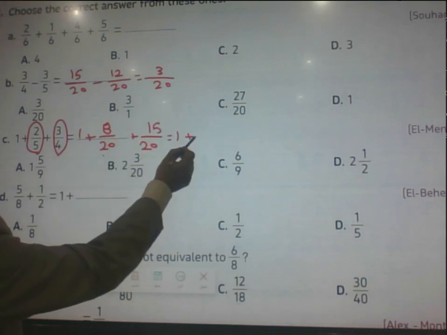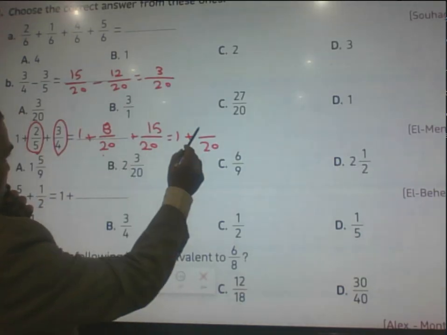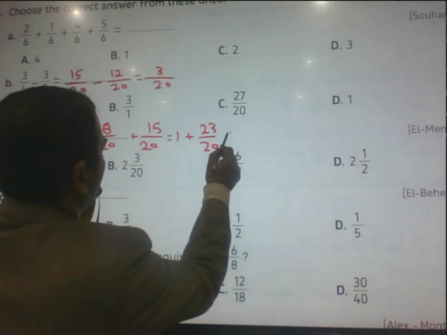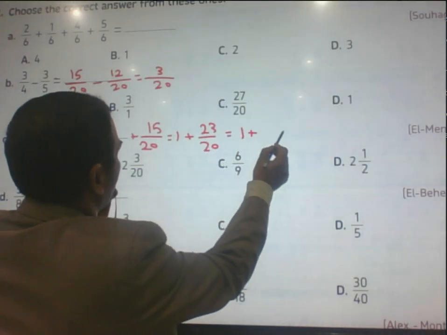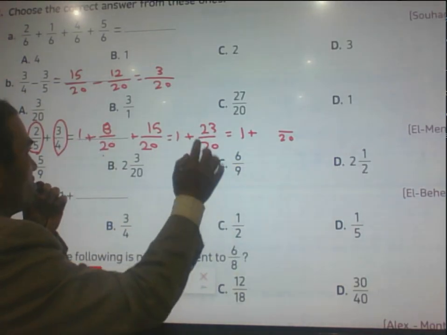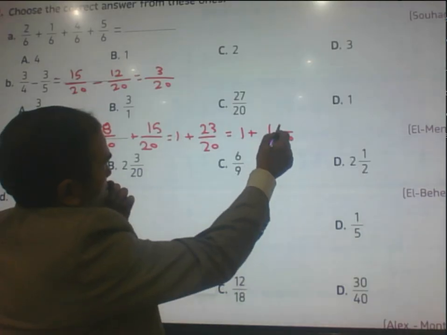Then we have the whole number 1. And we can write 20 down here in the denominator, and 15 plus 8 equals 23. Then we can write the answer here, 23 over 20 equals 1 and the remainder 3. This number we call an improper fraction. You can convert an improper fraction to a mixed number because the numerator is greater than the denominator. 23 divided by 20 equals 1 and the remainder 3.